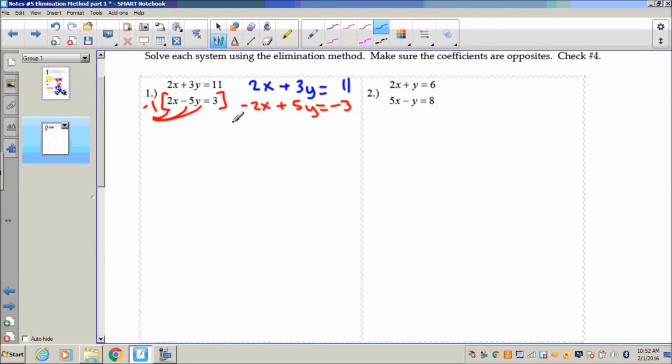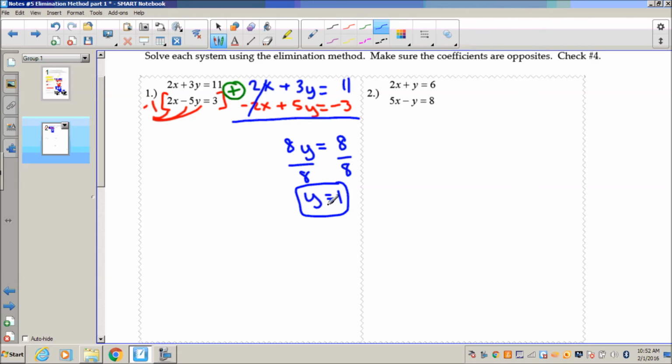Now my x's are opposite. My x coefficients are opposites. So I'm going to add these two equations together. And then when I do that, I get 2x minus 2x is 0. 3y plus 5y is 8y equals 11 minus 3 is 8. So now I just have y. And I can finish solving. I divide by 8, and I get y equals 1.